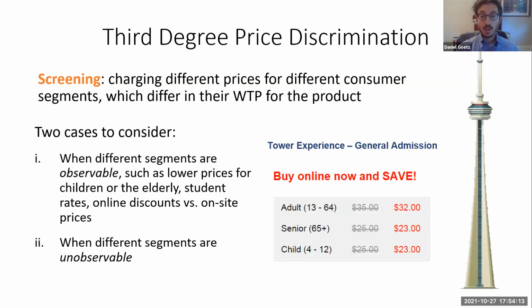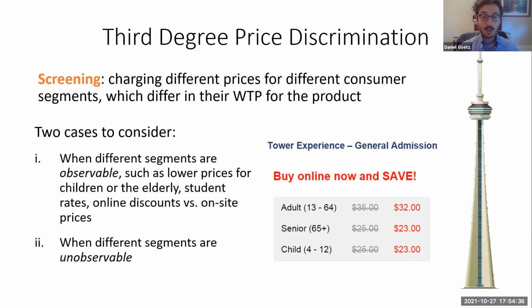So that's on the right. We have different age groups paying different amounts to go up the CN Tower. And then we also have buying online, where you can save money. So you can identify those two segments, and whoever runs the CN Tower in Toronto tourism has identified those segments and is segmenting and price discriminating.